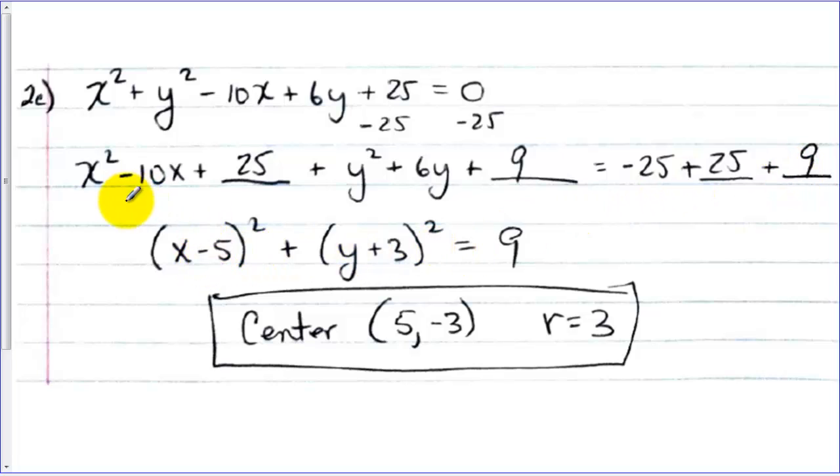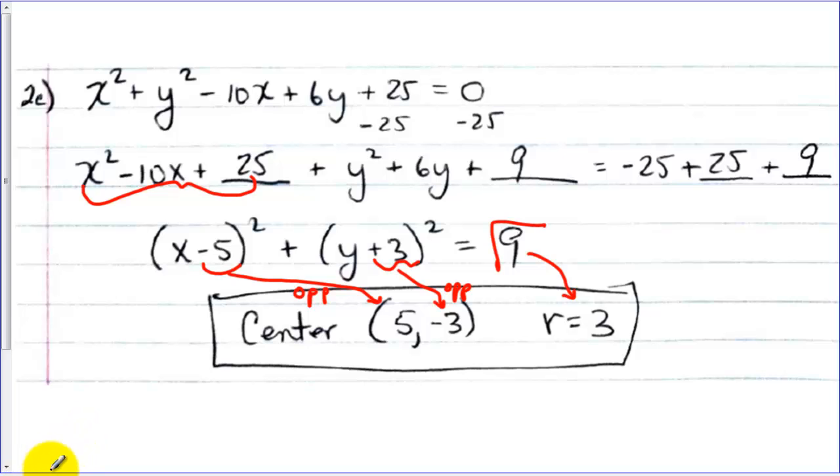And again, now we factor this. Since this is negative, this will be negative, positive, positive. And again, to get our center, we're taking the opposite of that number and the opposite of that number. And the square root of the 9 gives us our radius.